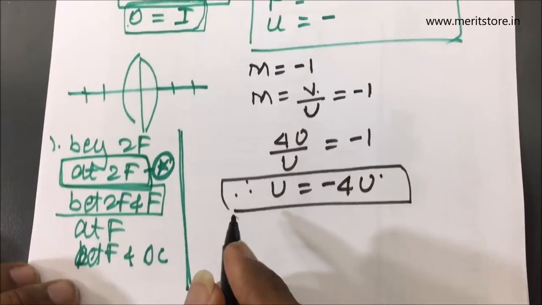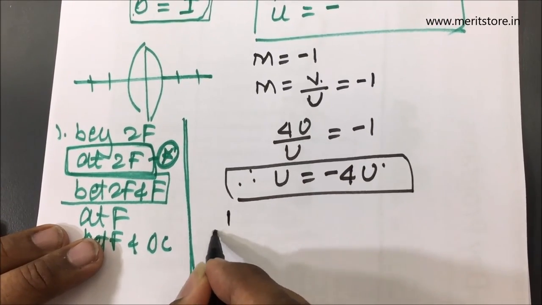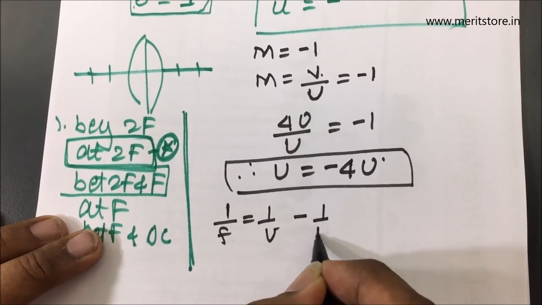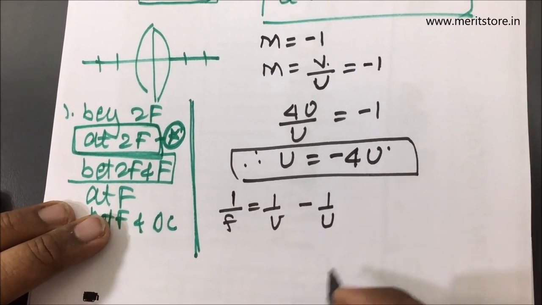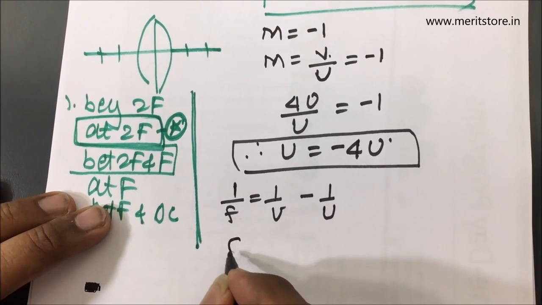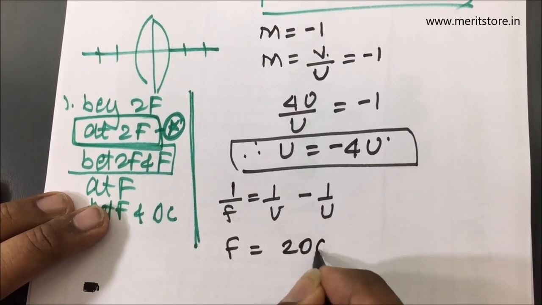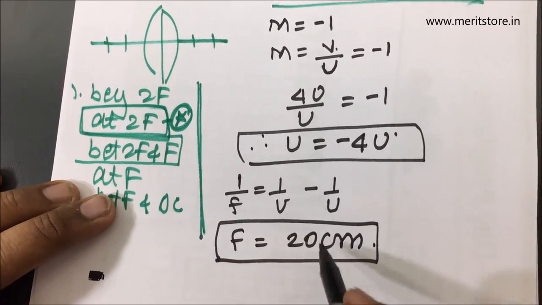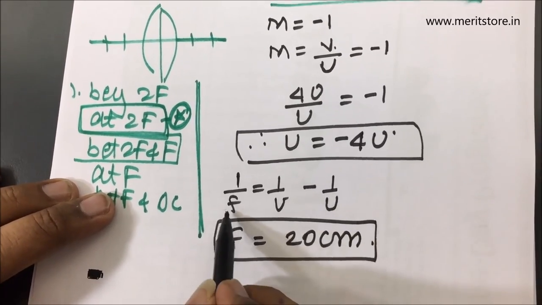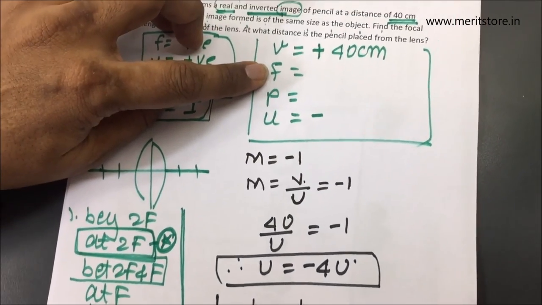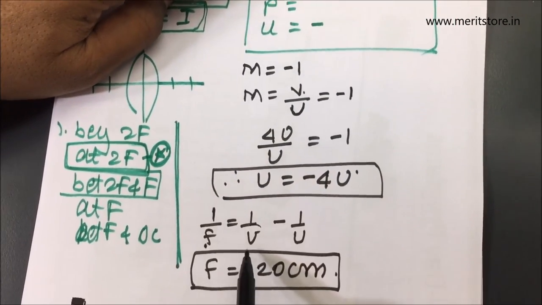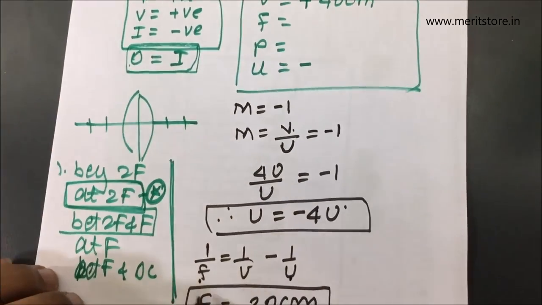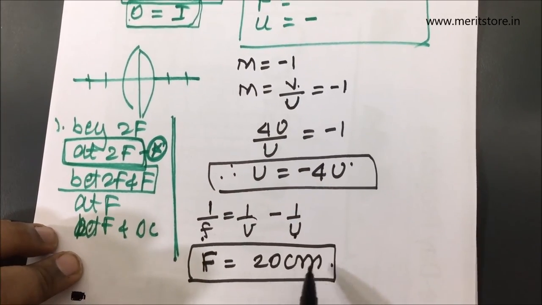You get this? Now, what do you do? Now, you substitute by saying 1 upon F is equal to 1 upon V minus 1 upon U. Now, you put the values and you get the answer. F is equal to 20 centimeters. Now, this is for you to do. I'm just cutting it short here. How do I get this? I substitute. Do I have F? I want F. Do I have V? I have V. Do I have U? I just got U.